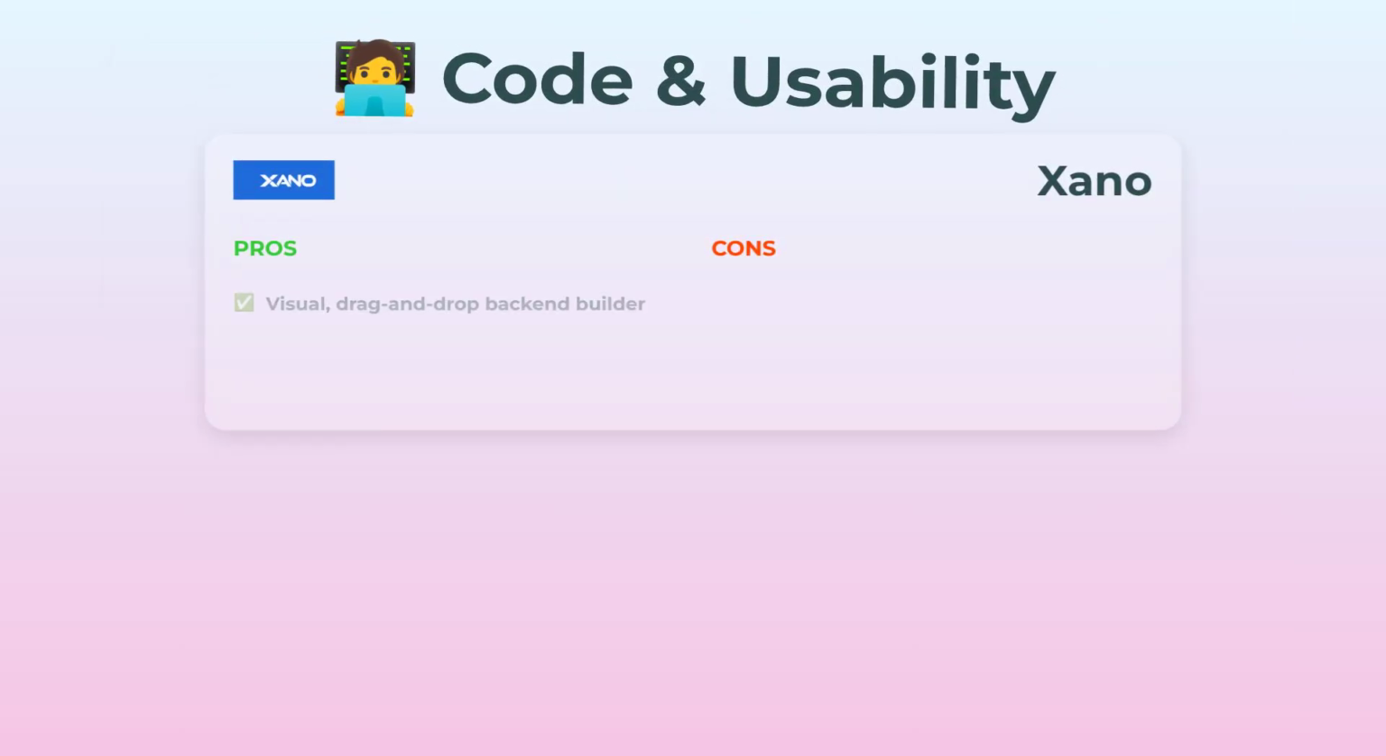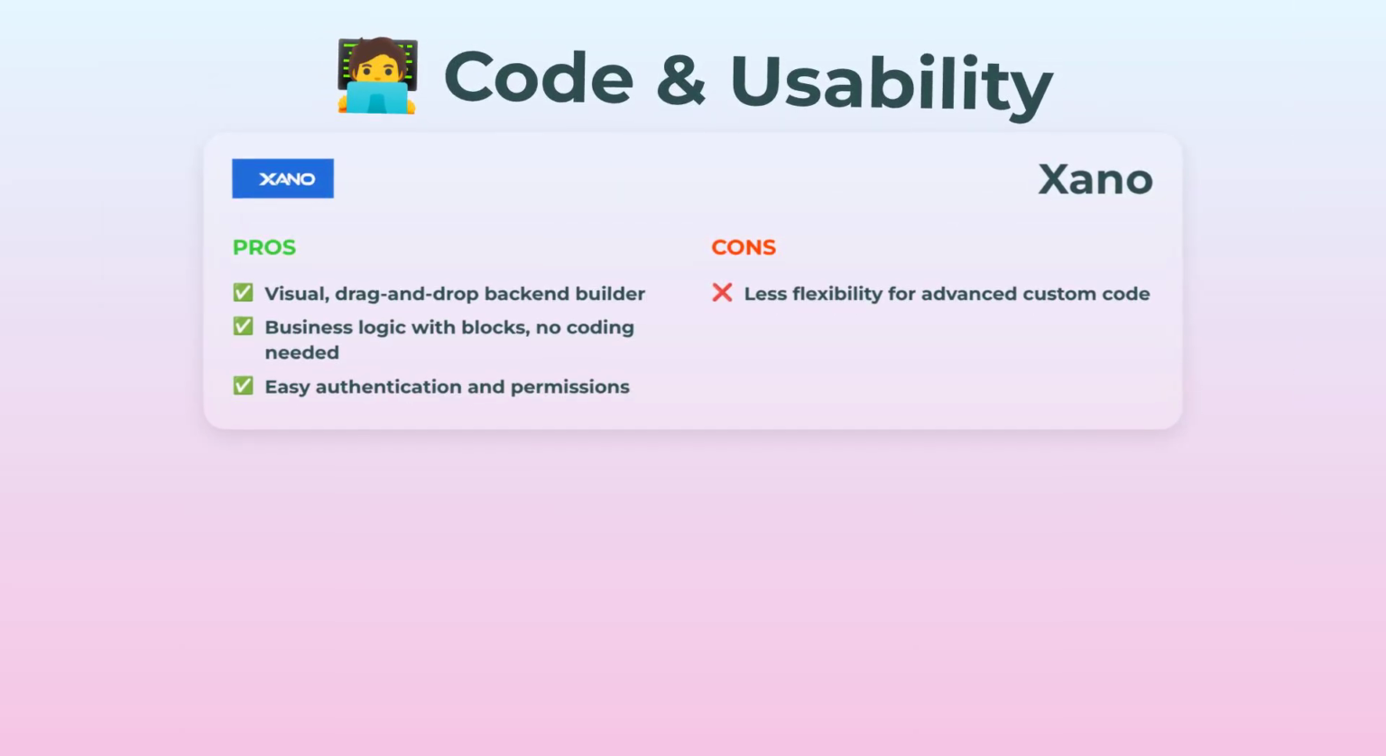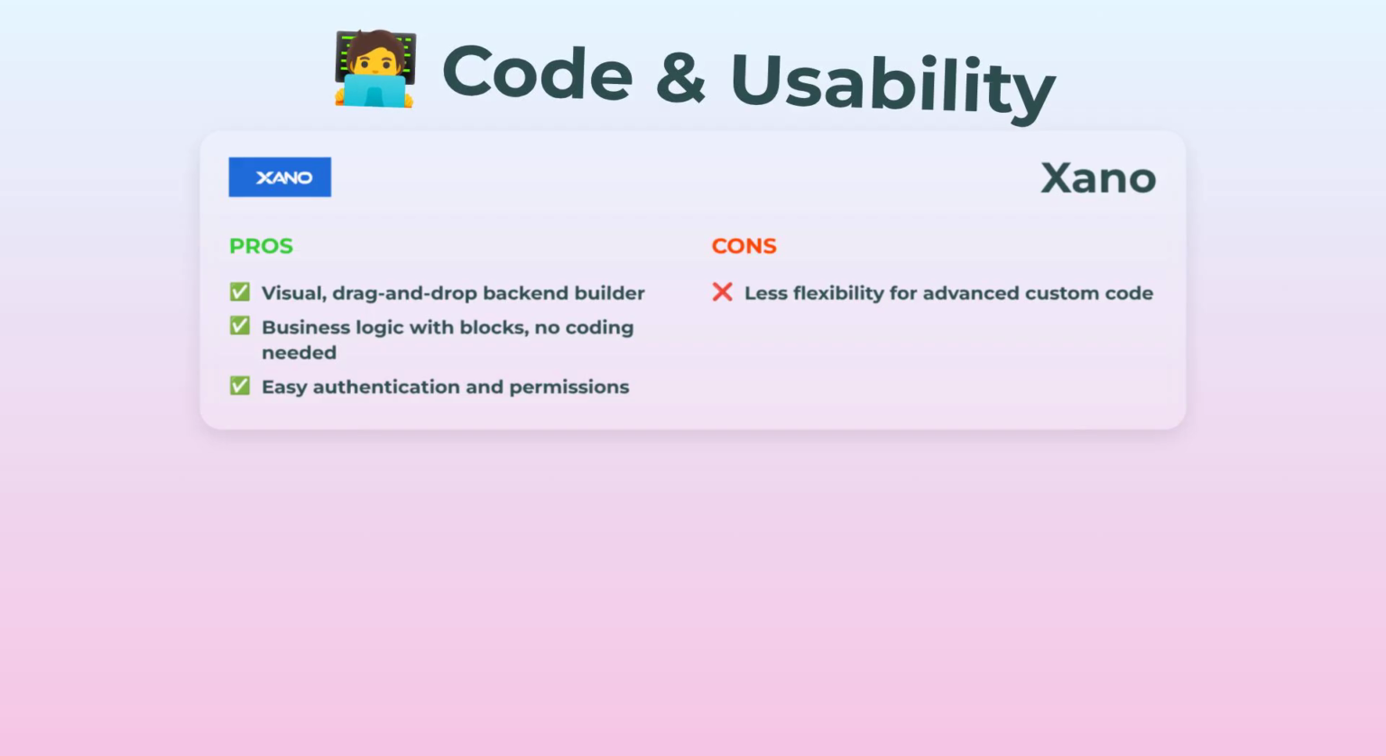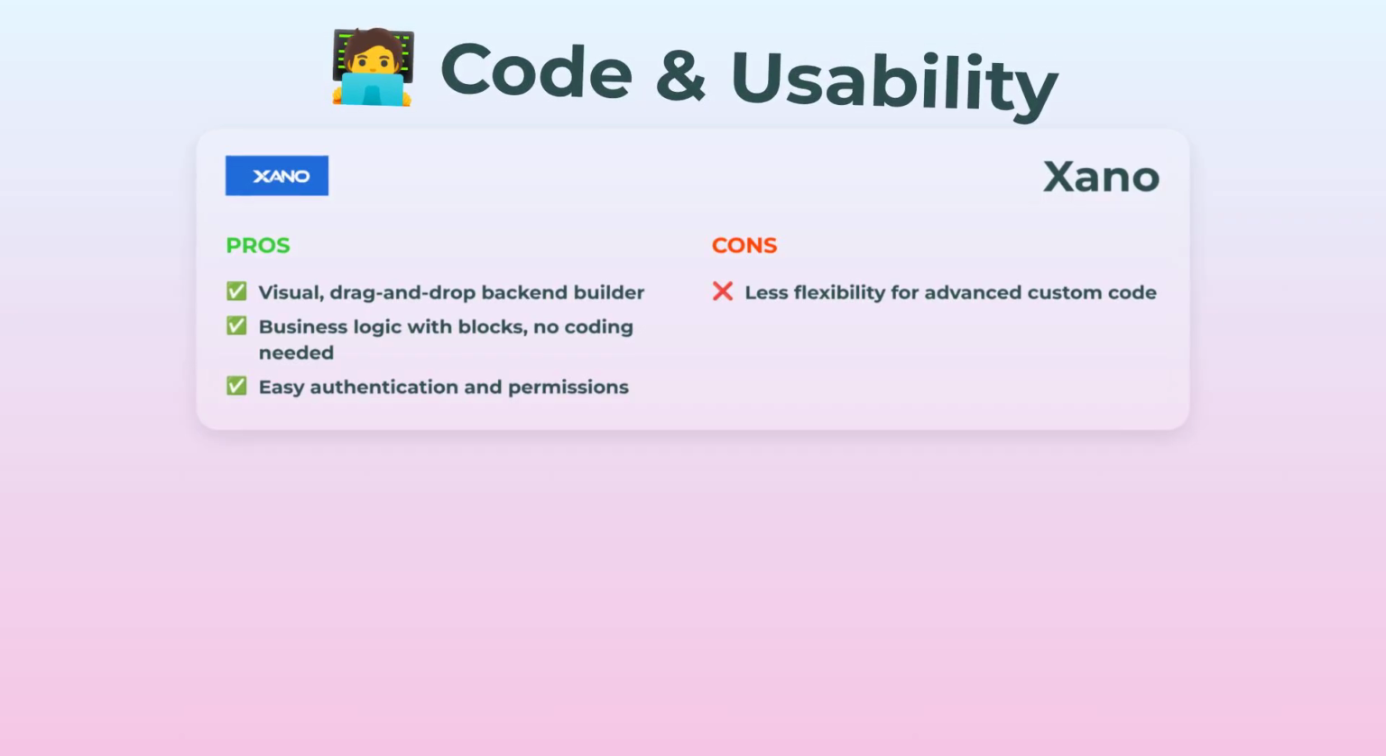All right, first up, code and usability. So, Xano. Man, this one is like drag and drop central. You want a backend but hate typing? You just throw blocks together. It even handles user authentication and permissions, so you barely touch any code. But if you want to get really deep and custom, it can feel a little boxed in, you know?